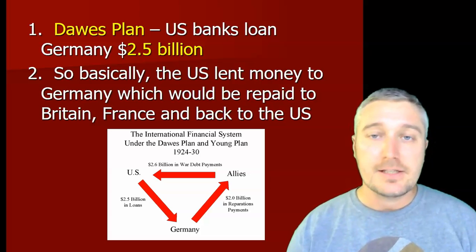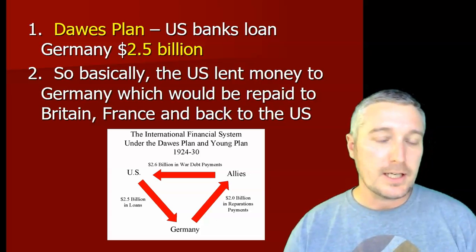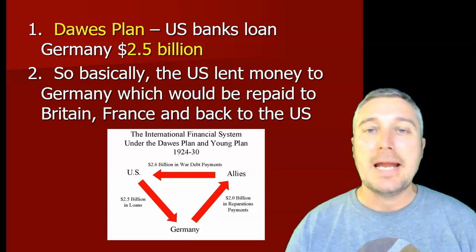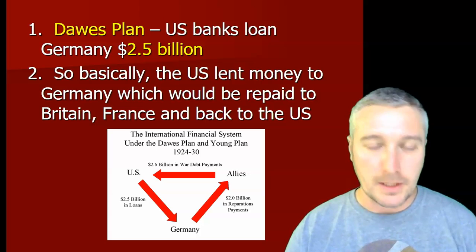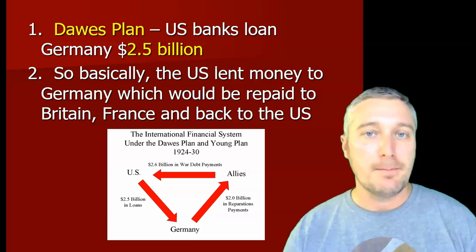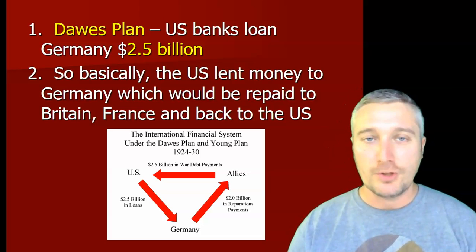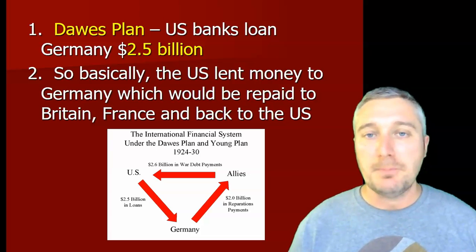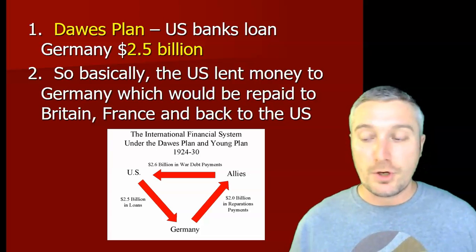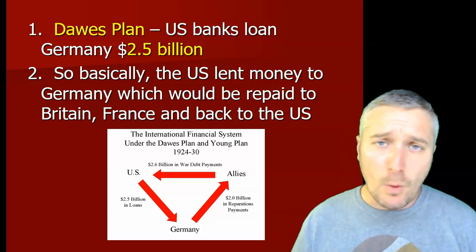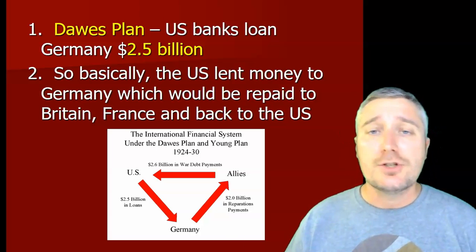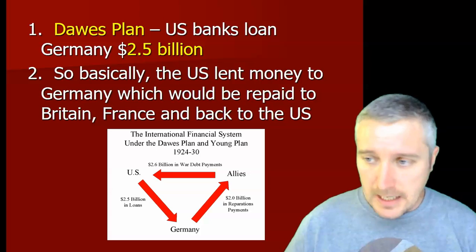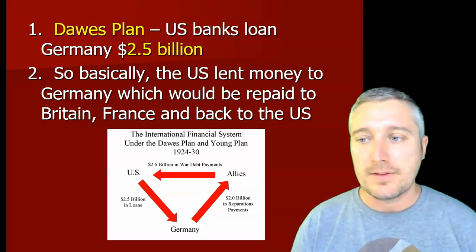Thankfully, the United States did intervene, but they really put a Band-Aid on somebody who just had their arm cut off. This was a temporary halt to the problem. It did not tackle the problem itself, but we came up with what was called the Dawes Plan. And what we did was we loaned Germany $2.5 billion. We gave them cash. They owed us back with interest.